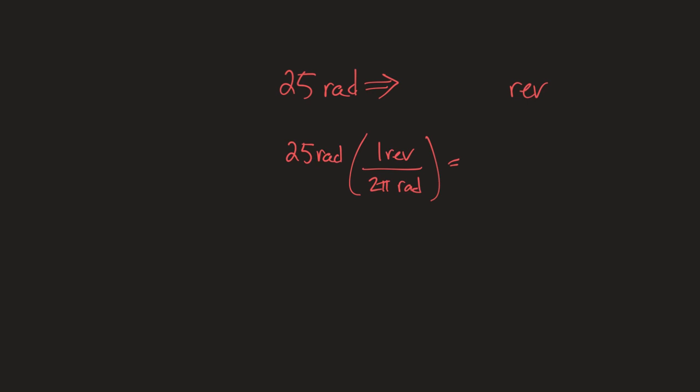2 pi is 6. 25 divided by 6 is about 4. It's 4 times 6 is 24. So your answer is 4. Is your answer 36? Some of you might have 36. I know you're out there. I don't know who you are, and I don't want to know. But look at your calculator. If it says 36, then you did 25 divided by 2, which is about 12, and multiplied by pi, which is 3. 12 times 3 is 36.